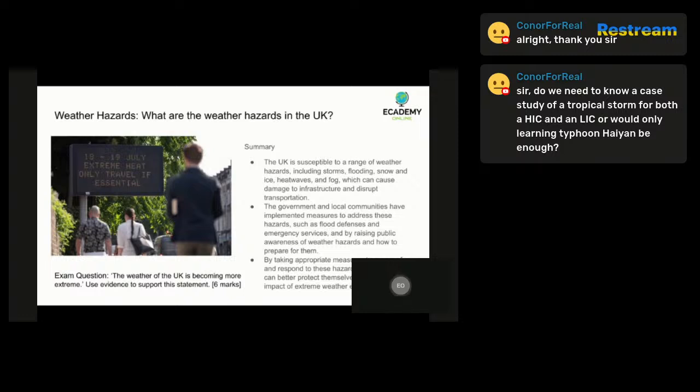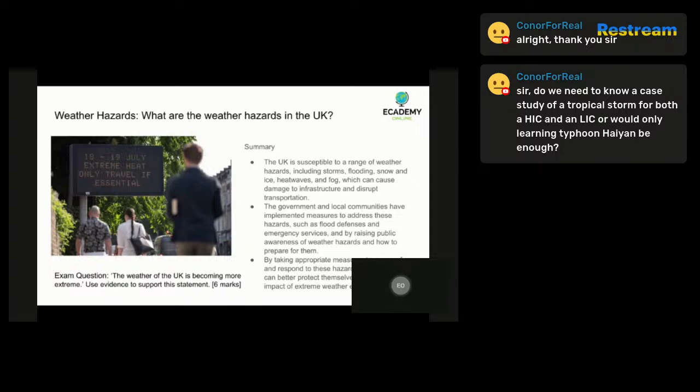So storm and high winds. The UK is often hit by storms and high winds, particularly in the winter months, and this can cause damage to buildings and disrupt transportation and lead to power outages. Flooding is very common. It's a major risk in many parts of the UK, particularly in low-lying areas near rivers, and heavy rainfall can lead to flash flooding and cause significant damage to homes and businesses.